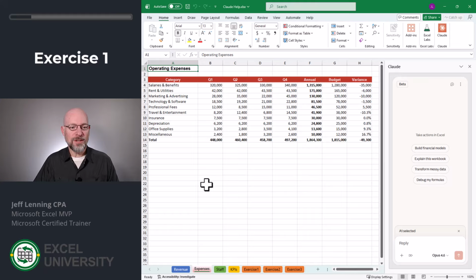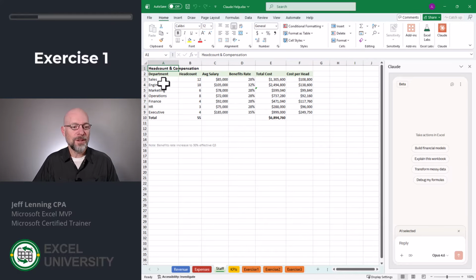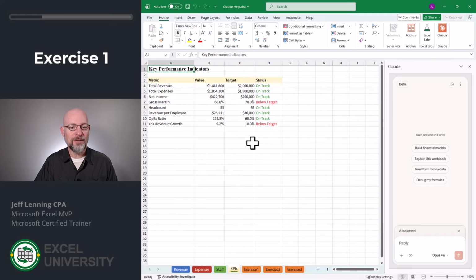The next worksheet is expenses. And again, I know the font is small, but basically we have category, we have some quarterly values, annual, budget, and variance. The next worksheet is staff. Here we have department, head count, average salary, benefits, total cost, and cost per head. And finally, we have KPIs.